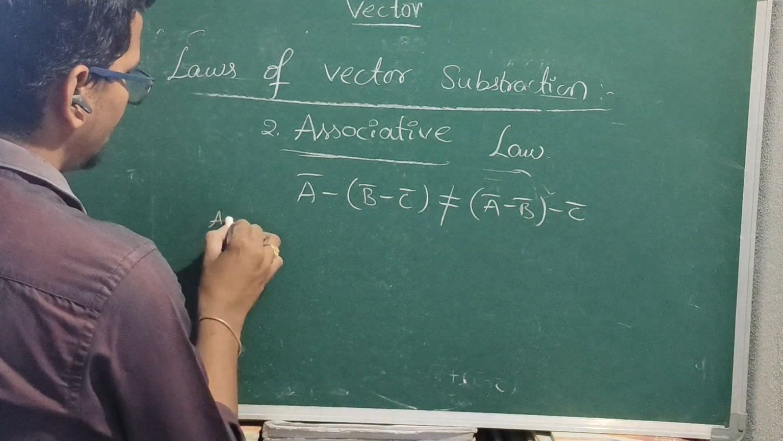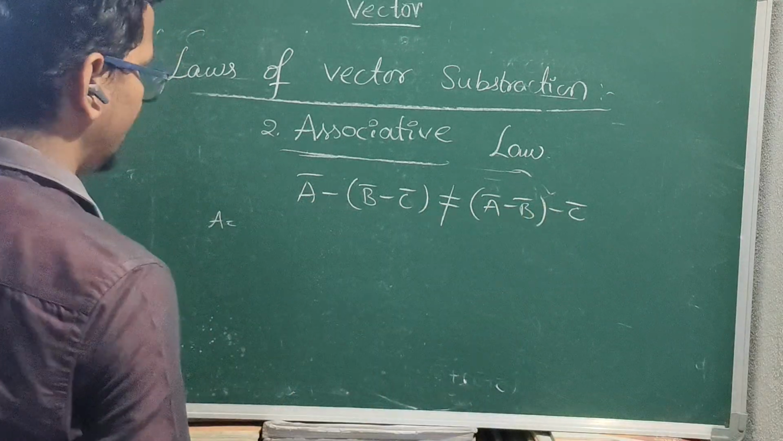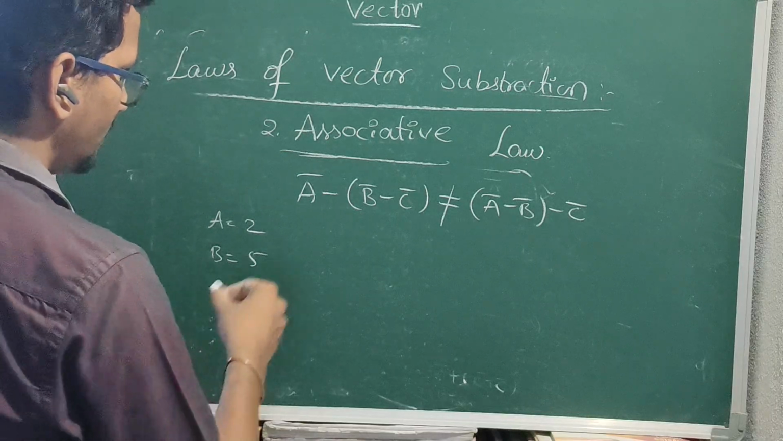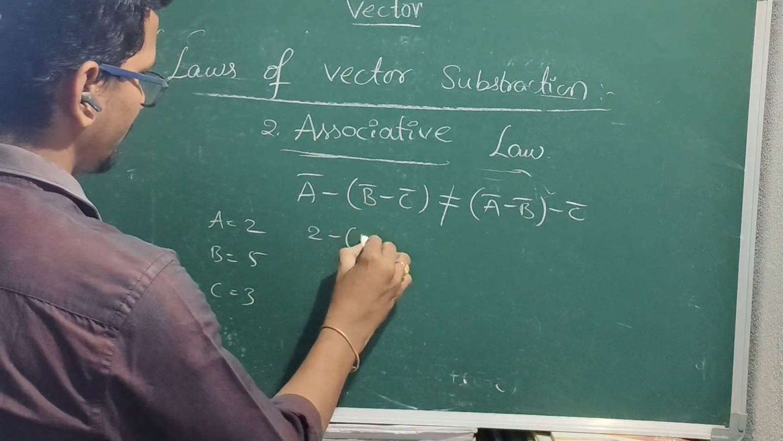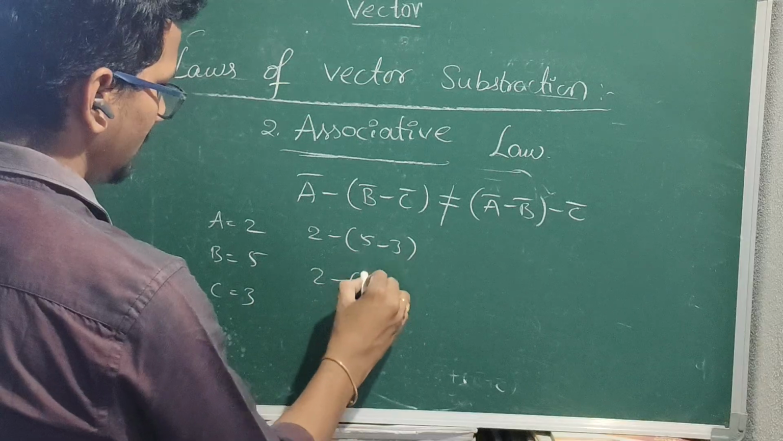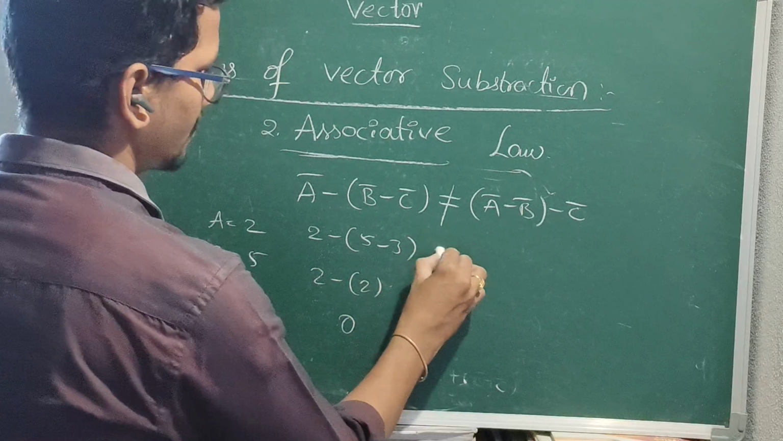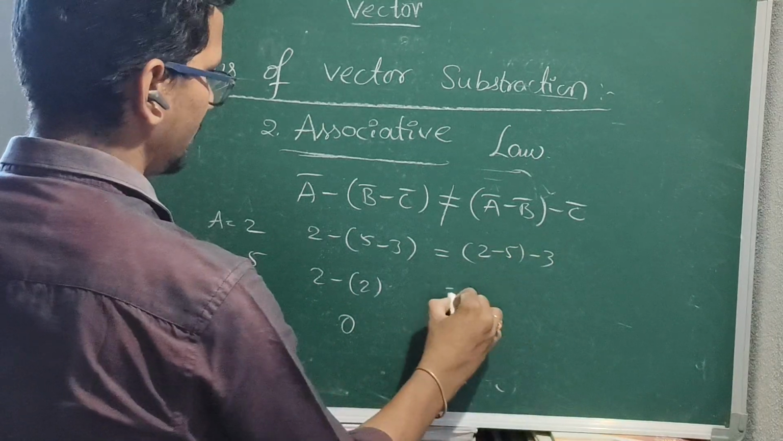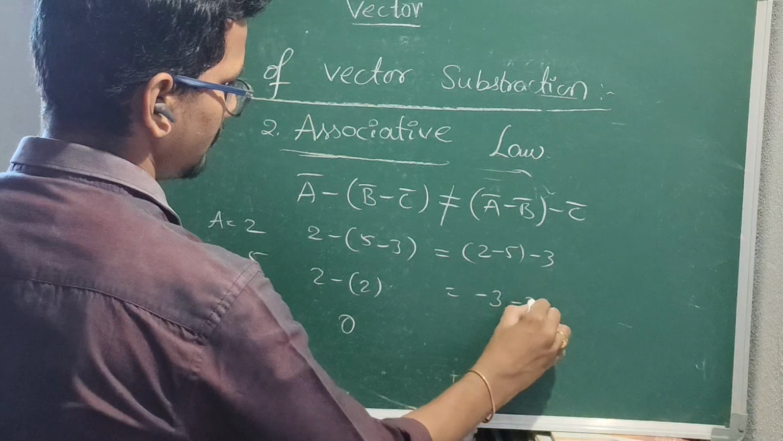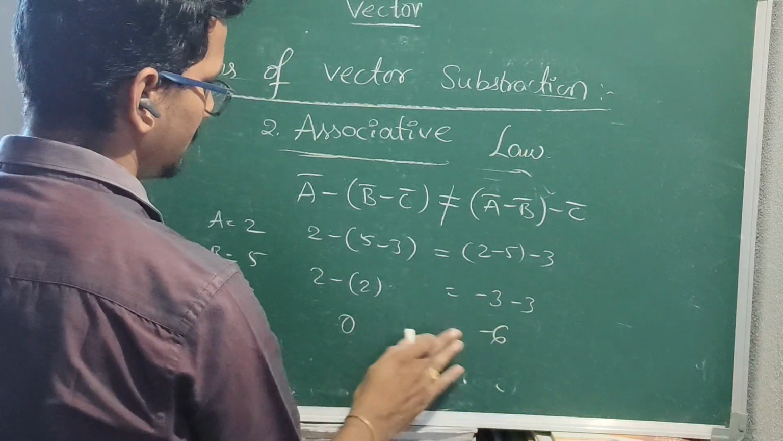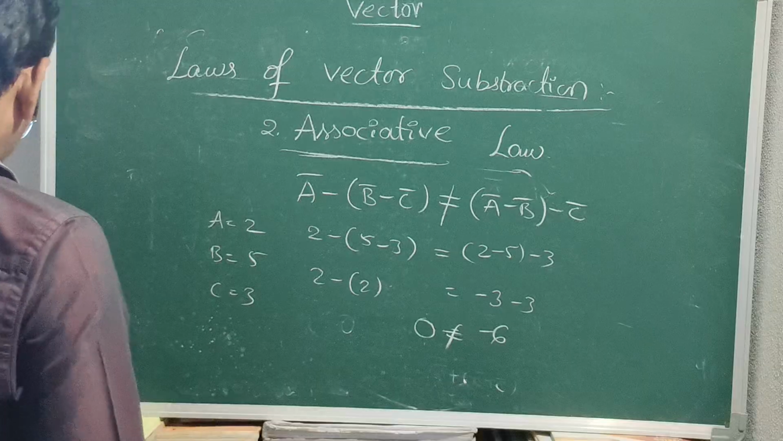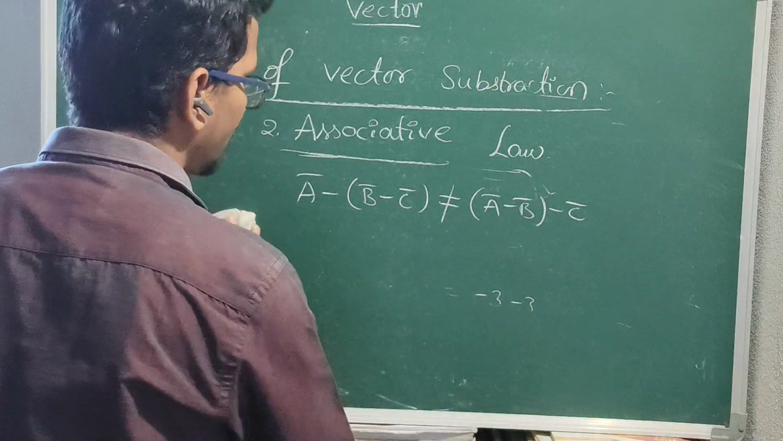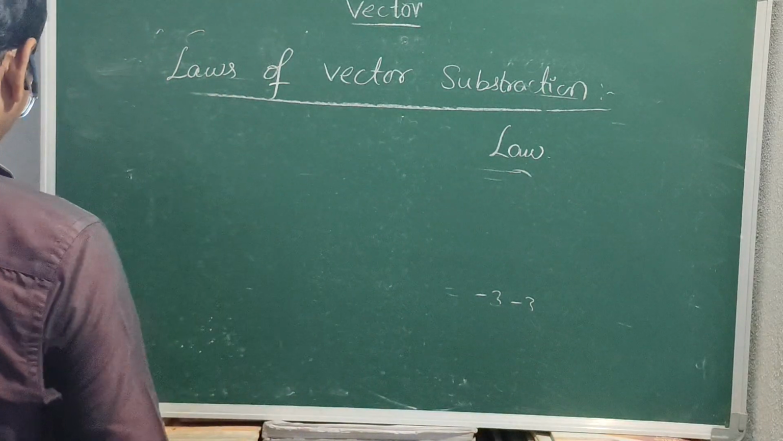Okay. That's why it does not obey. We need to take the values, because the direction will be different. A is equal to 2, B is equal to 5, C is equal to 3. If you take 2 minus 5 minus 3, 2 minus 2, what is the value? 0. Here, A bar minus B bar minus C bar, 2 minus 5 minus 3. What is the value? Minus 3 minus 3, what is the value? Minus 6. The magnitudes are also not equal. Yes. That's why the associative law does not obey the laws of vector subtraction.